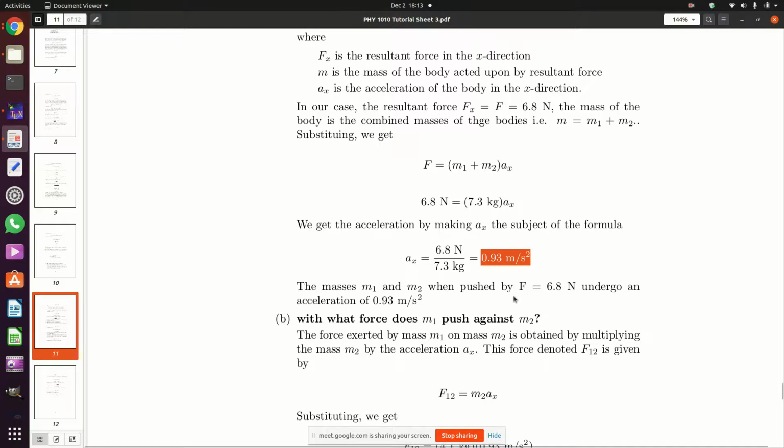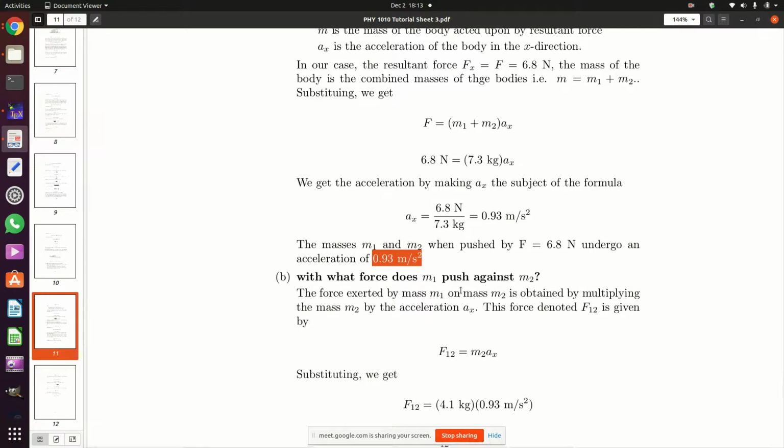So when this force of 6.8 newtons is applied on these masses, both M1 and M2 undergo an acceleration of 0.93 meters per second squared.